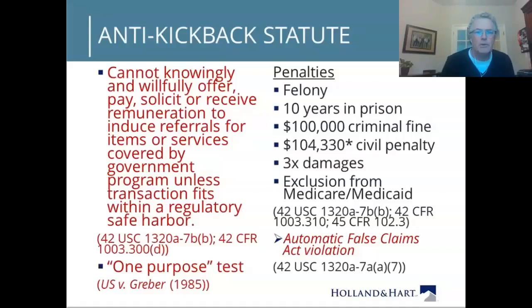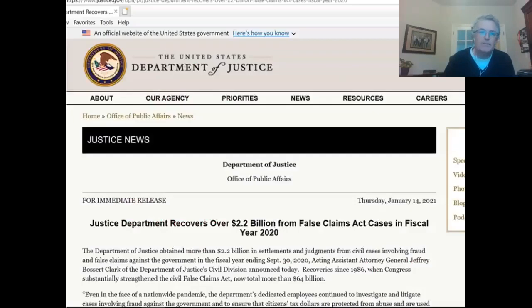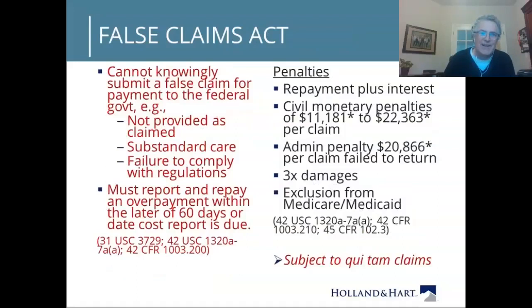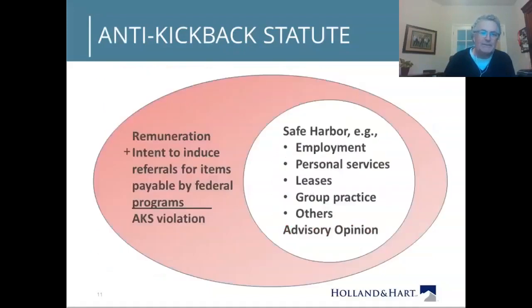In addition, in the wake of the Affordable Care Act, a violation of the anti-kickback statute is an automatic violation of the False Claims Act, which means that in addition to these criminal penalties, you can also be hit with all of those civil penalties under the False Claims Act, including an obligation to report and repay referrals that you've made in violation of the anti-kickback statute. So, harkening back to my grade school days when we did Venn diagrams, if you want to know whether or not you've got a violation of the anti-kickback statute, there has to be remuneration to a provider of referrals with the intent to induce referrals for items or services payable by federal health care programs.